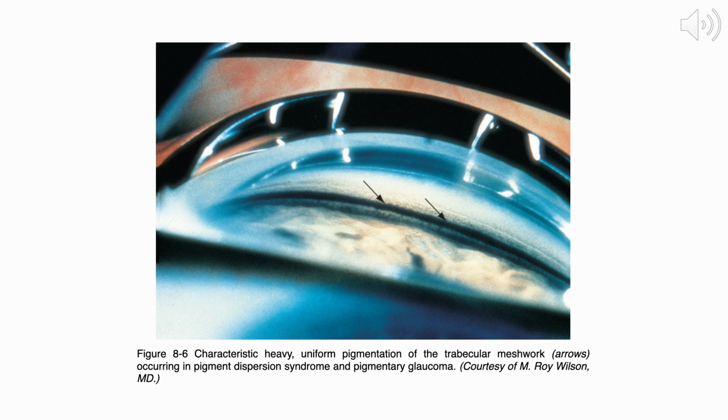This gonioscopy image demonstrates the characteristic heavy, uniform pigmentation of the trabecular meshwork seen in pigment dispersion syndrome and pigmentary glaucoma. The dense, even distribution of pigment, indicated by the arrows, results from the chronic release of pigment granules from the posterior iris pigment epithelium and their deposition within the trabecular meshwork.